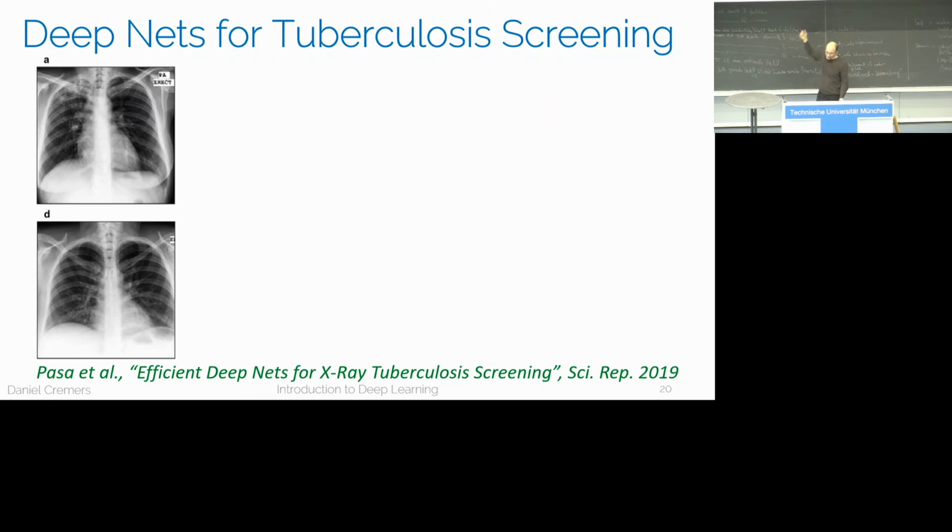But the one thing we don't see by evolution is X-ray images of chest, right? And if I showed you these images and asked you which of these has tuberculosis, which one doesn't, the average human would not be able to do that. If you're an expert doctor, a radiologist, then you have a chance of distinguishing healthy from diseased. But if this is not your area, like I look at these images, they look the same to me.